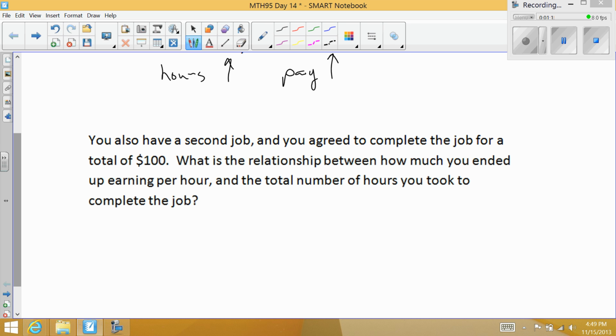So now, the total number of hours you worked: the more hours it takes you to complete the job, as that goes up, your pay per hour is going to decrease. So two very different relationships here, and we're going to explore those a little further.